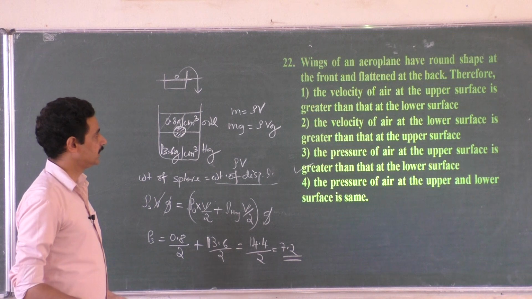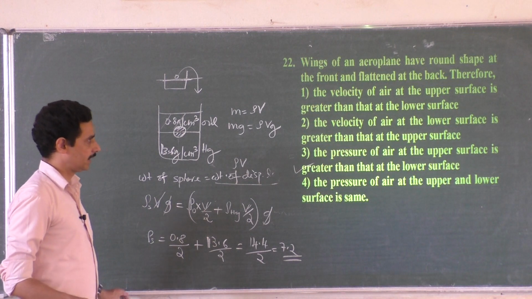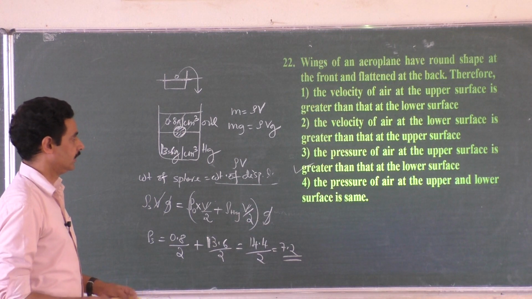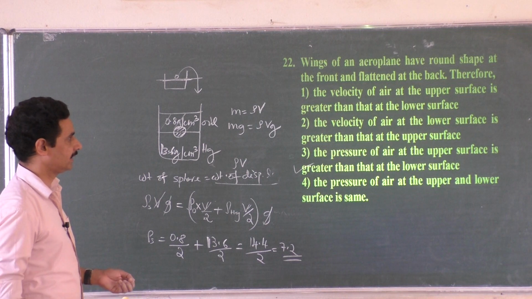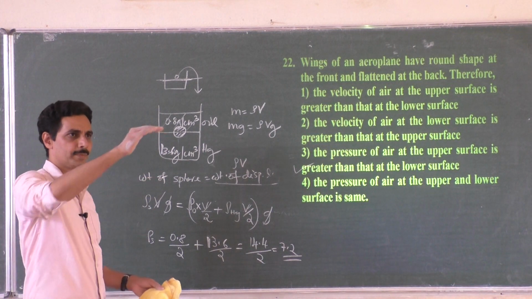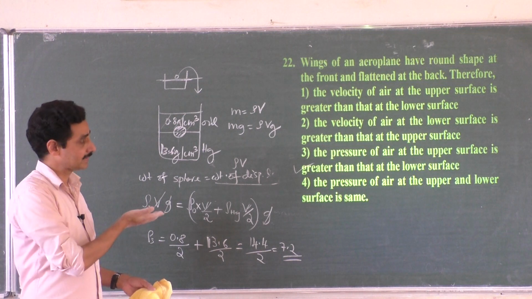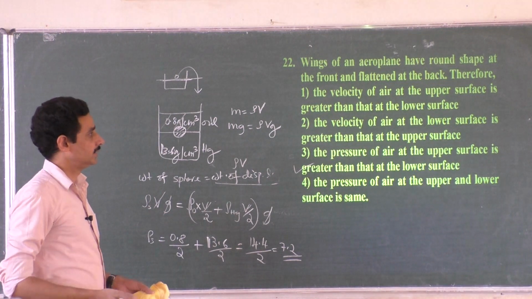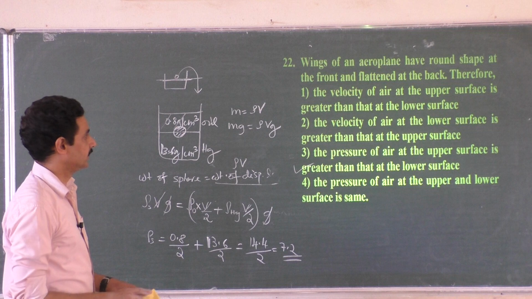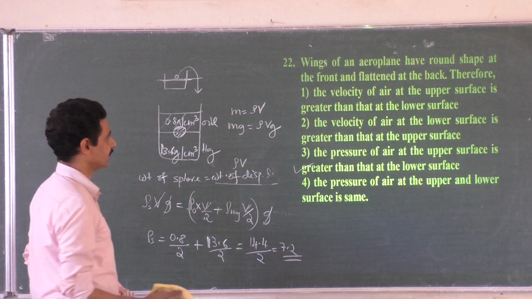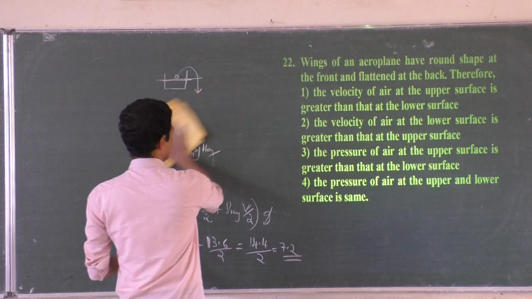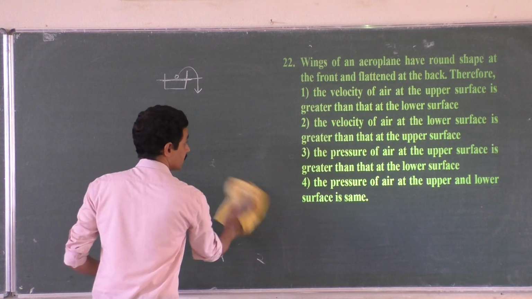22. The wings of an aeroplane have round shape at the front and flattened at the back. Yes. Front means upper side, rounded like this. Back side, that means lower side, they are flattened. Therefore, the velocity of air in the upper surface is greater than at the lower surface. Yes. First one itself is right.